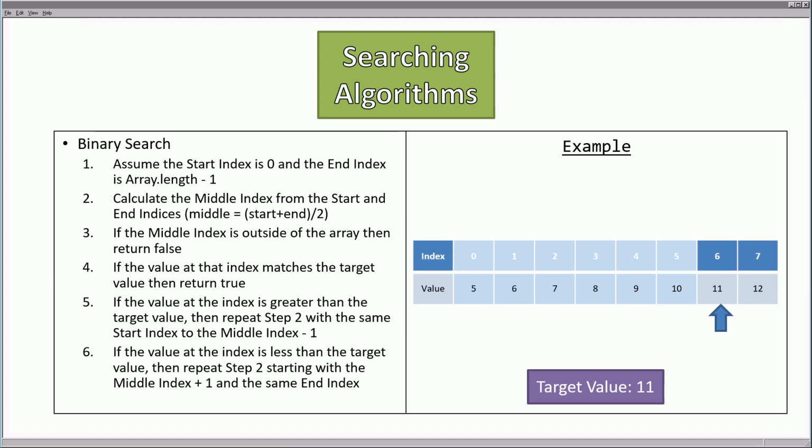Now we get to this point, where we have to look at this range. 6 plus 7 is 13. 13 divided by 2 is 6, and 11 is equal to 11, so we return true. Let's take a look at this in code.